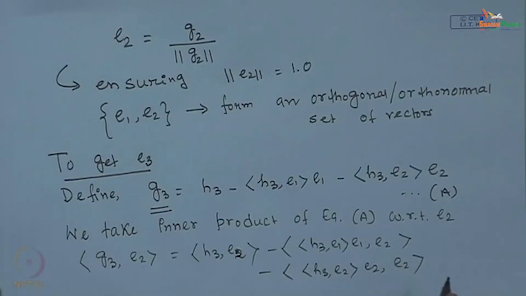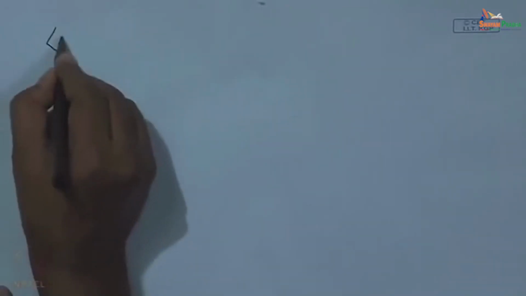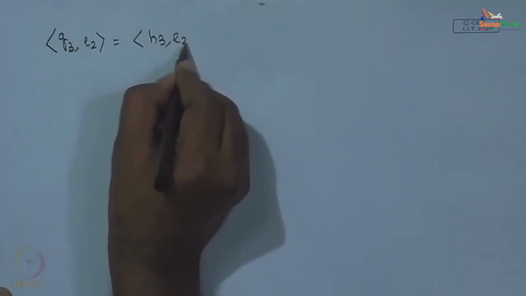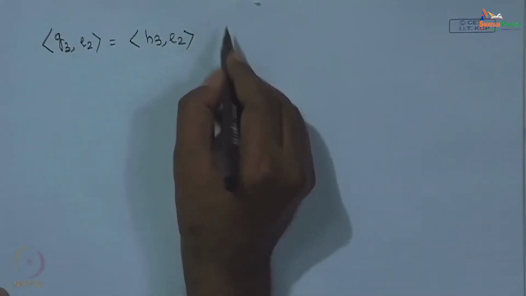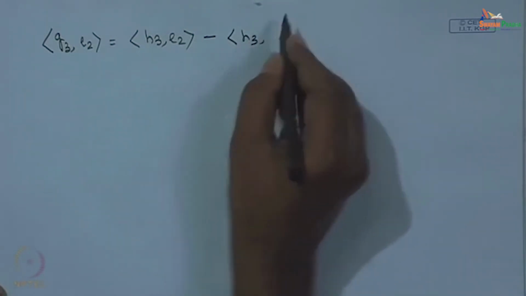Now, again we will be utilizing the properties of the inner product, that inner product of alpha x and y is equal to alpha multiplied by the inner product of x and y, where alpha is a scalar multiplier. Again, inner product is always a scalar, this is a scalar multiplier, this is another scalar multiplier. So, they can be taken out of this bigger inner product sign. So, if we do that, this becomes inner product between G3 and E2 equal to inner product between H3 and E2 minus inner product of H3 and E1 is a scalar. So, therefore, it will be out of the larger inner product sign.